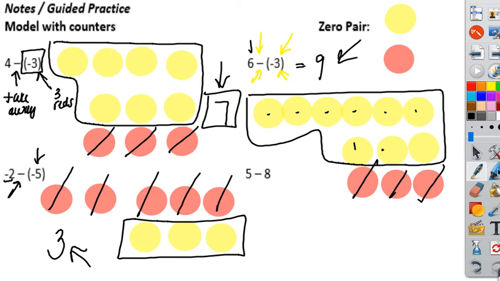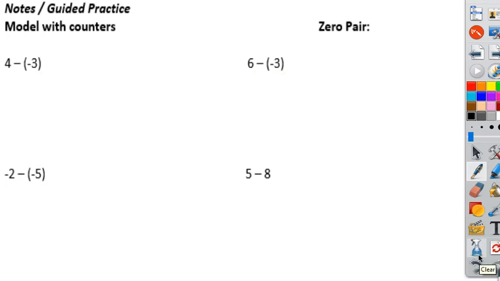Last problem, again using the chips. I'm going to erase these, so hopefully you have them all written down. I'm going to represent my first set of chips, which is 1, 2, 3, 4, 5. I ask if I can take, whoa, you knew that was going to happen at least once in this video. Can I take away 8? These are now 8 yellows, right? Because the takeaway is my subtraction.